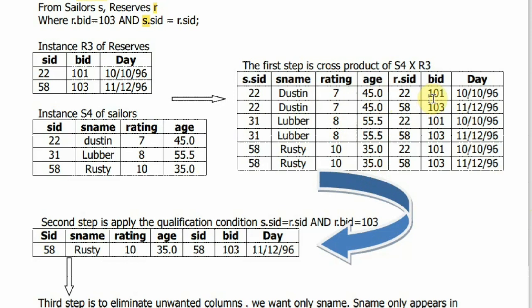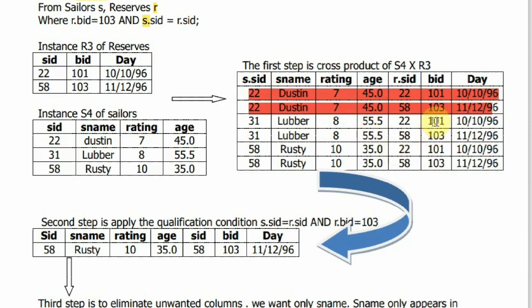So you can see that this BID is 101, so this tuple will not be there in the result. Why will this tuple not be there? Because BID is 101. In the next case, BID is 103, but if you see the S dot SID and R dot SID, they are not matching. So this tuple also will not be there in the result.